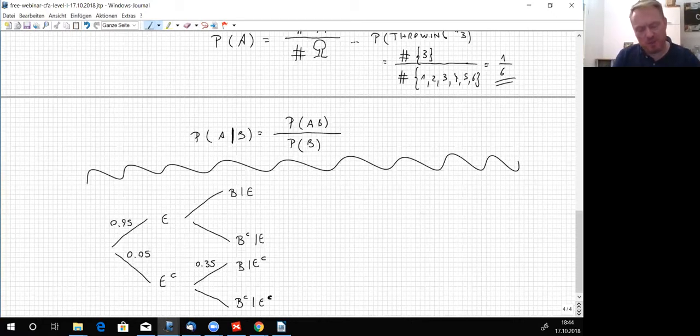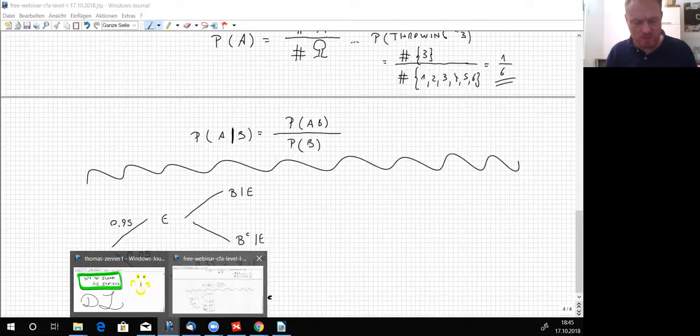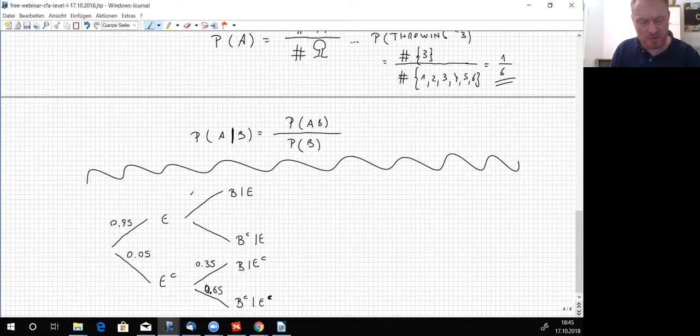0.35 leading to 0.65 here. The opposite holds true, with 1 minus 0.35 leading to 0.65. Same here with 0.1: bankrupt if there is ethical behavior, 0.1 and 0.9. That is that. So now, that was the tree.